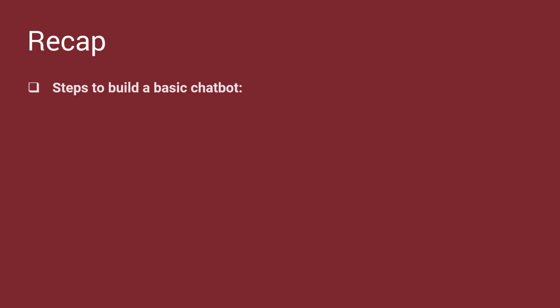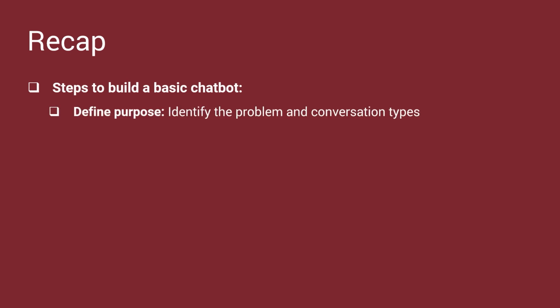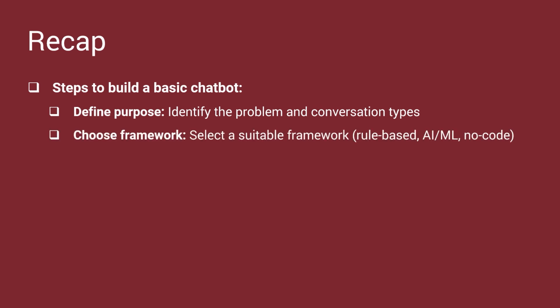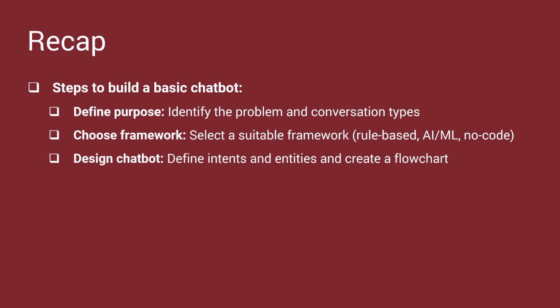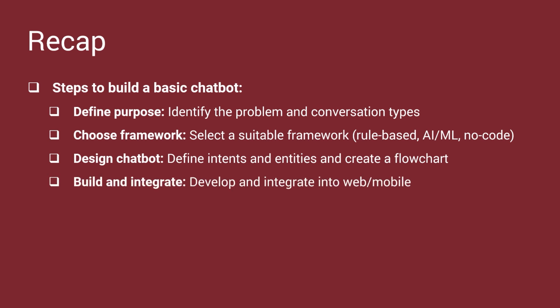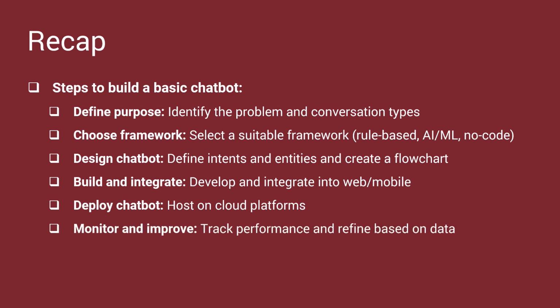In this video, you explore the steps involved in building a basic chatbot. First, you define the chatbot's purpose and identify the types of problems and conversations it will handle. Then, you choose the right framework, such as rule-based, AI or ML-based, or a no-code platform. After this, you design the chatbot by defining intents and entities and creating a flowchart. Next, you build and integrate the chatbot into a web or mobile application and deploy it on cloud platforms. Finally, monitor the chatbot's performance and improve it by refining intents, entities, and conversational flow based on user data.